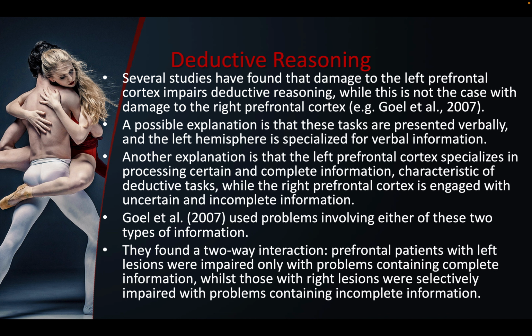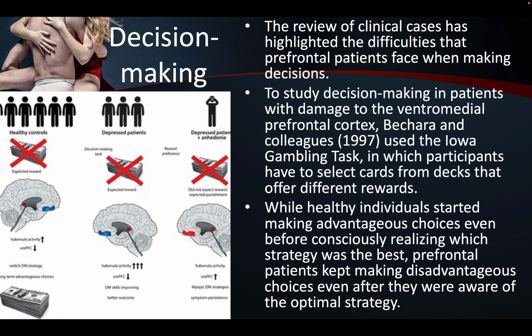Goel et al. in 2007 used problems involving either of these two types of information. They found a two-way interaction. Prefrontal patients with left lesions were impaired only with problems containing complete information, while those with right lesions were selectively impaired with problems containing incomplete information. The review of clinical cases has highlighted the difficulties that prefrontal patients face when making decisions.